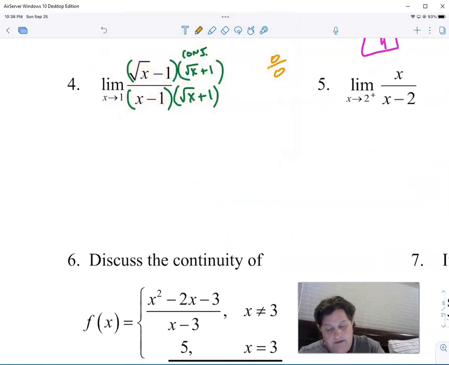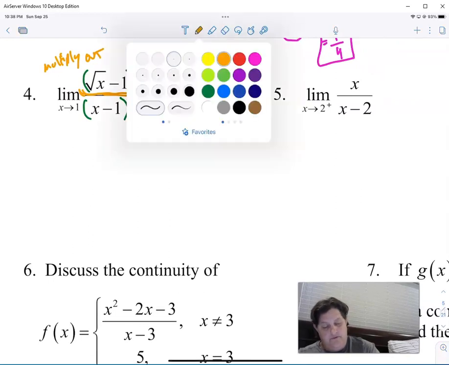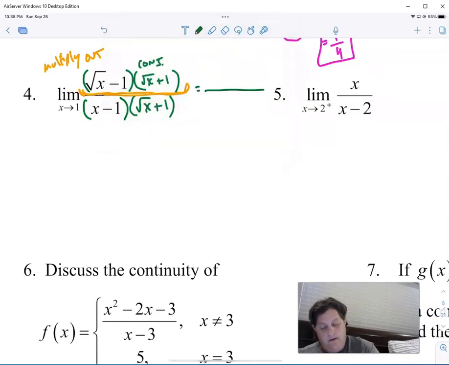Now, the ones that are actually the conjugate, I want you guys to multiply those out. We're going to do FOIL real quick here. All right, now check it out. What's the square root of x times the square root of x? The square root of x times itself is x.